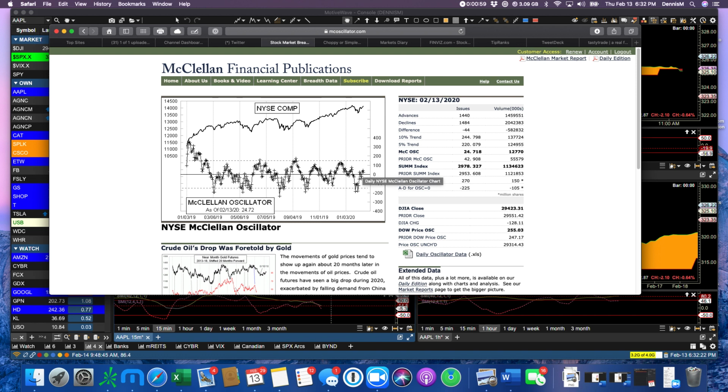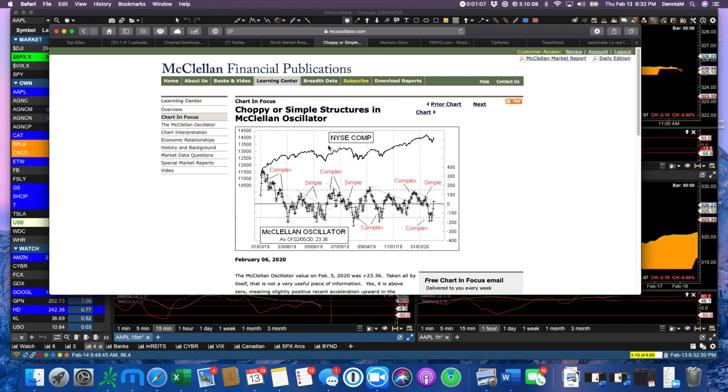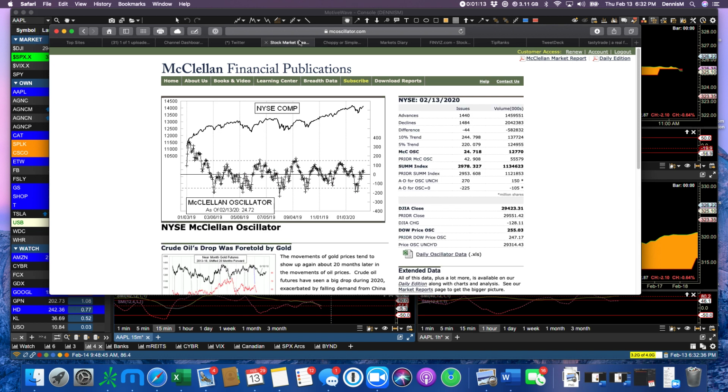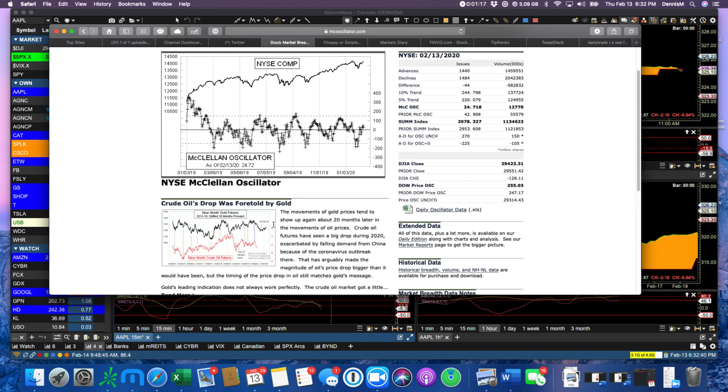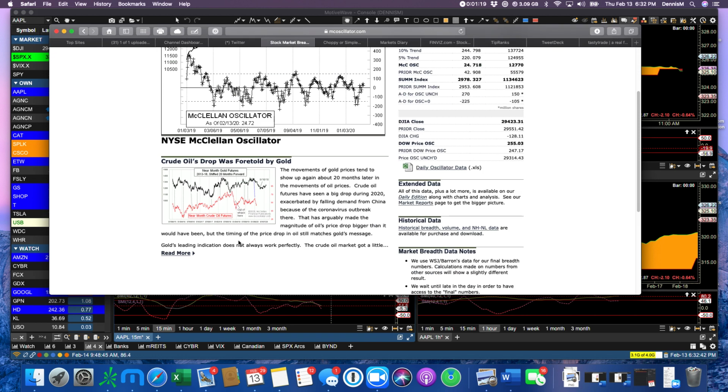Now look at, remember we were talking about this point and this point and this point? McClellan talked about those in this article called Choppy or Simple Structures in the McClellan Oscillator, which you'll find, well, it's gone now, but it was in yesterday's subnote. You can go read more and you'll probably find it there.